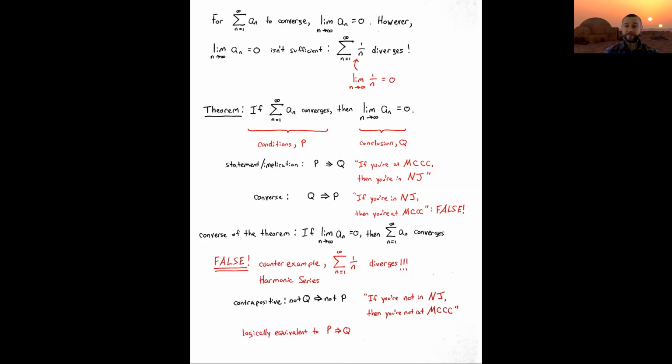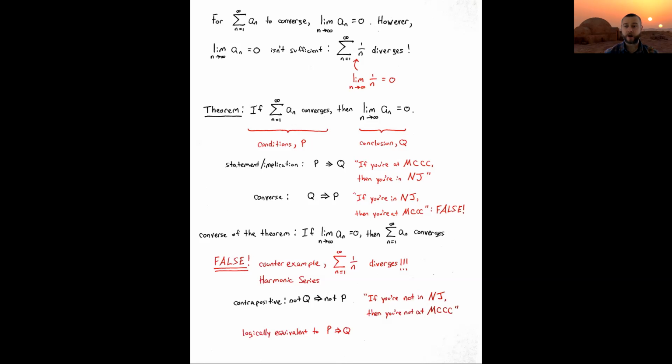All right, now the converse is in general false for a statement, but what is true, or logically equivalent, to our implication P implies Q is this other expression called the contrapositive, which basically switches the conditions and conclusion, but at the same time negates them. So our contrapositive would be: if not Q, then not P, or not Q implies not P.